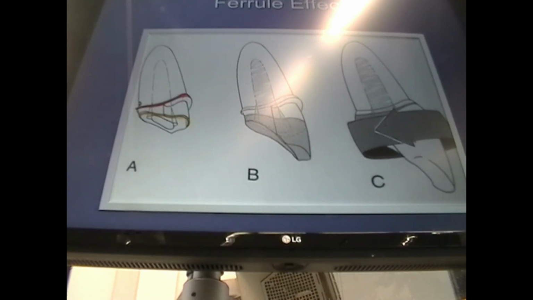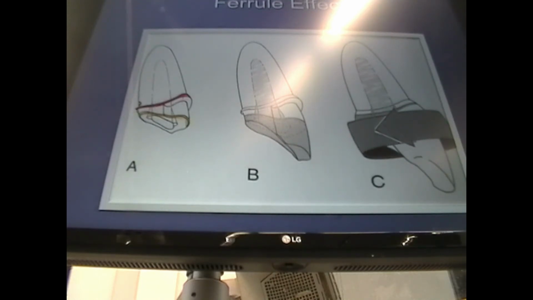Graves provided another example of the ferrule effect. And A is a nice illustration because it shows the zone beyond the core onto the root where you want to create your finish line and terminate your restoration so that you're cementing onto intact, untouched tooth structure, as opposed to terminating on restoration.